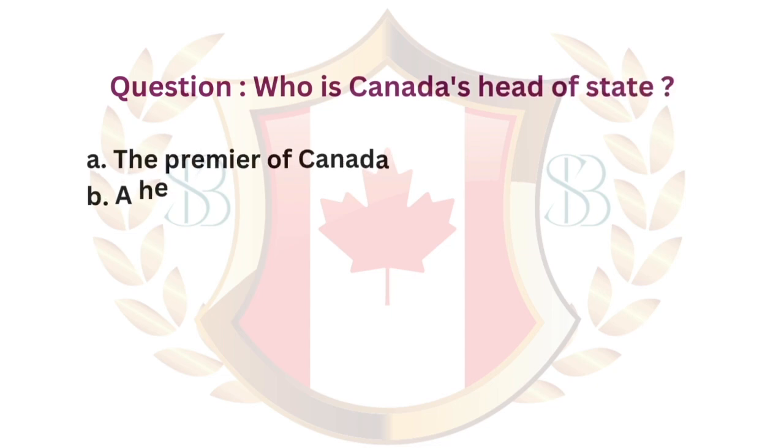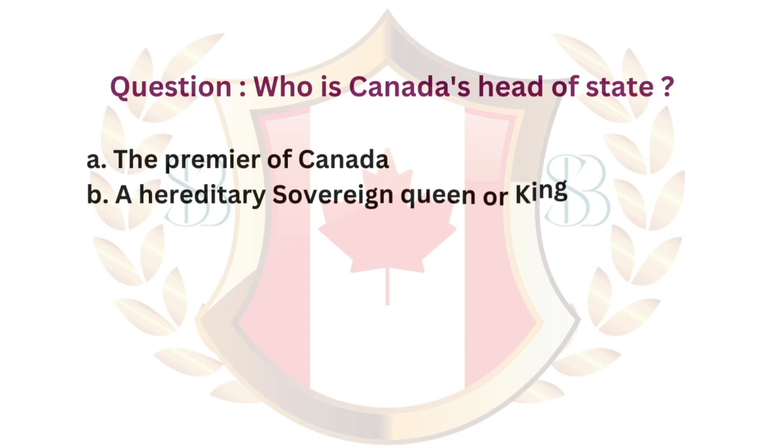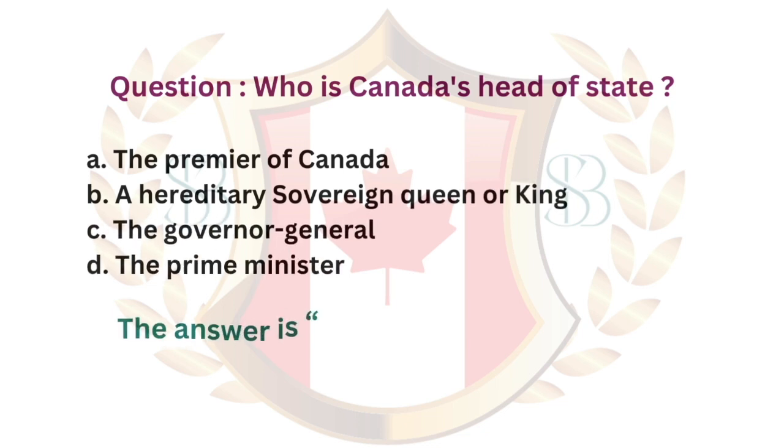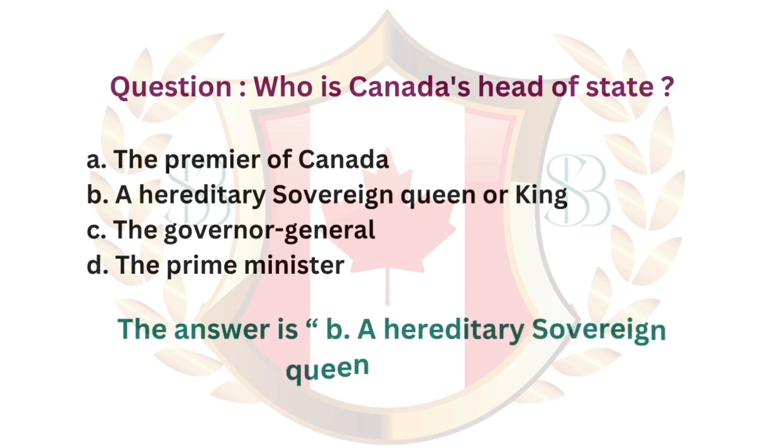Question. Who is Canada's head of state? A. The Premier of Canada. B. A hereditary sovereign queen or king. C. The Governor General. D. The Prime Minister. The answer is B. A hereditary sovereign queen or king.